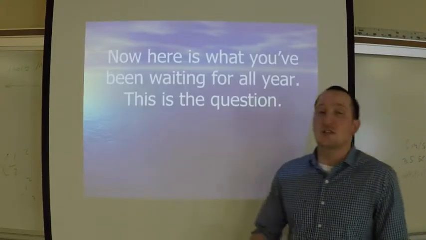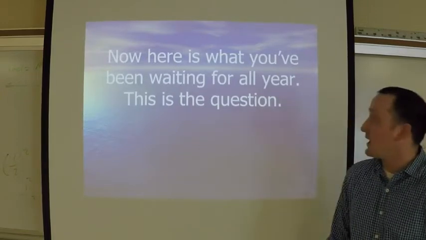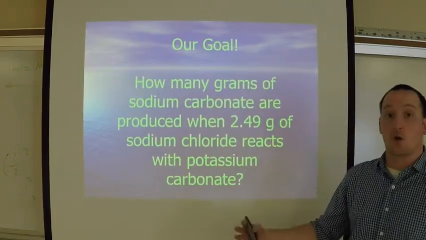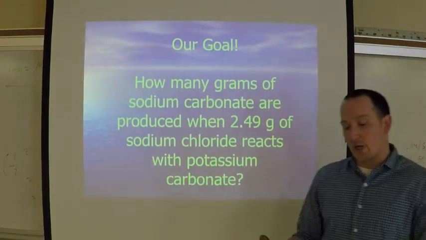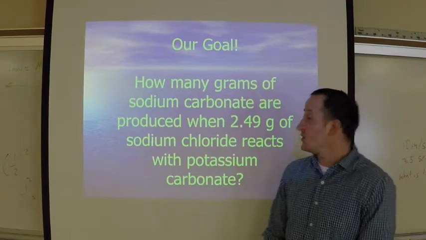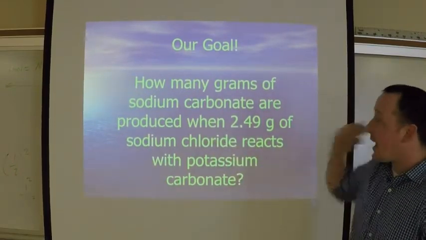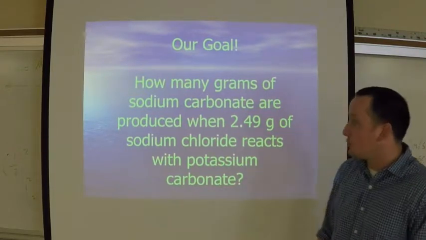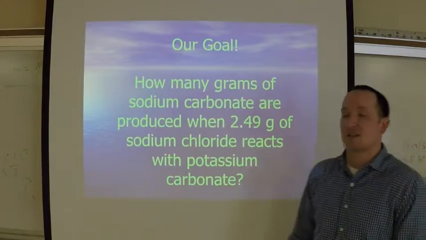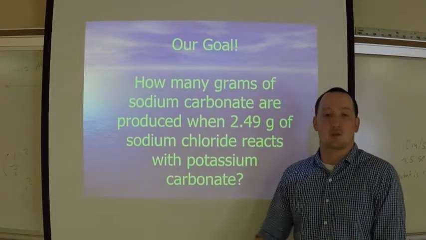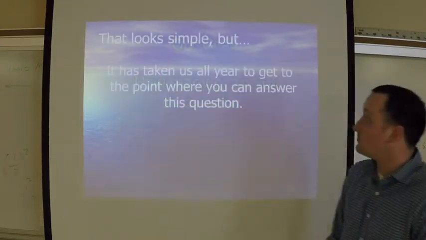So here's the stuff that we've been preparing for all year. And it's this question. So this is really our goal. Our goal says to be able to change the quantity of a given substance to a quantity of a desired substance using a chemical equation. That's what this is. Okay, so here's our problem. It says, how many grams of sodium carbonate are produced when 2.49 grams of sodium chloride reacts with potassium carbonate? We're going to be able to solve this problem by the end of our lesson, and that is our goal for today. So, here we go.